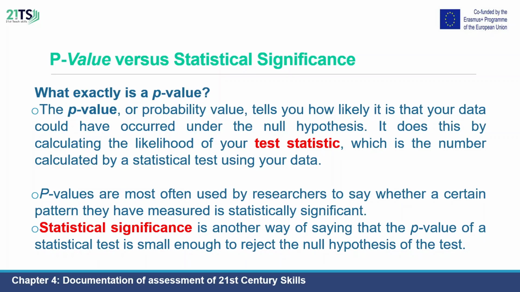P-values are most often used by researchers to say whether a certain pattern they have measured is statistically significant. Statistical significance is another way of saying that the p-value of a statistical test is small enough to reject the null hypothesis of the test.